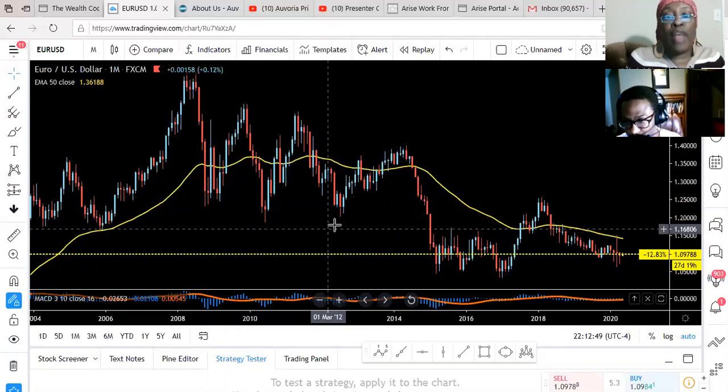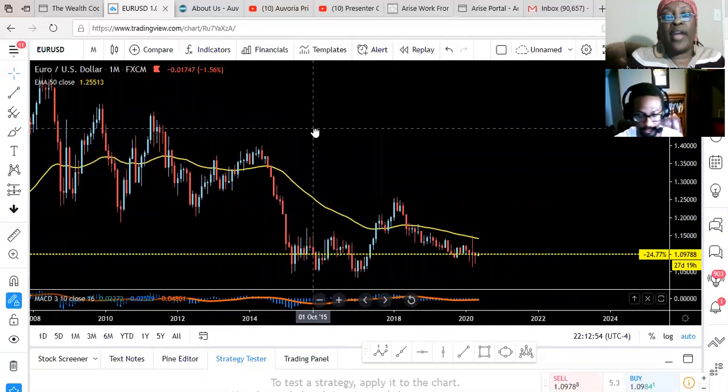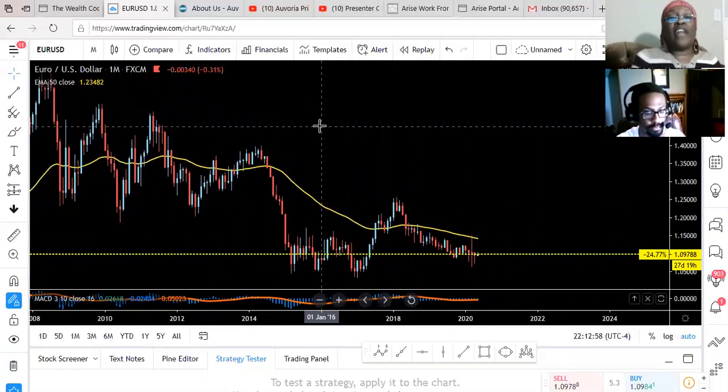So on TradingView, we're going to start there, and then we'll flip over to MetaTrader 4. Now, price moves in 3 directions. That's all price does. It doesn't matter what you're trading. It doesn't matter what time you're trading. Price always moves in 3 directions.